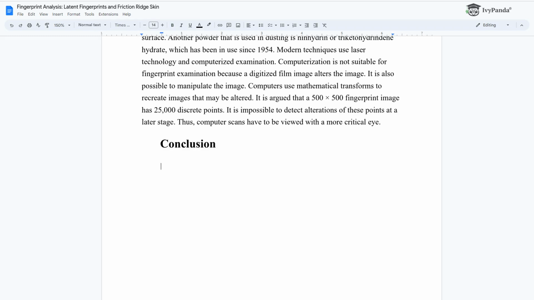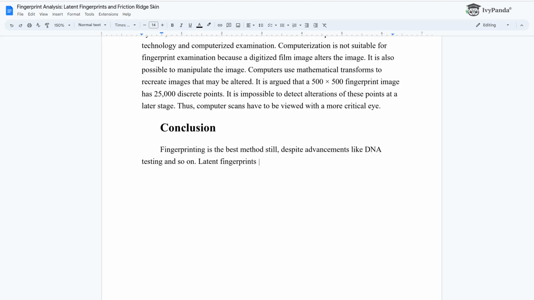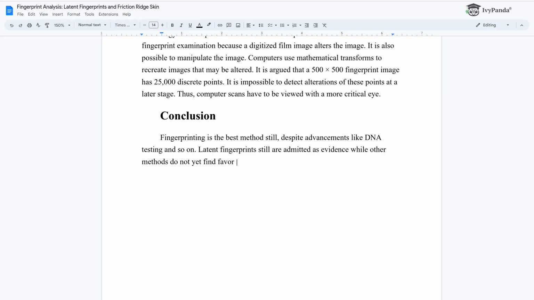Conclusion. Fingerprinting is the best method still, despite advancements like DNA testing and so on. Latent fingerprints still are admitted as evidence while other methods do not yet find favor with the courts.